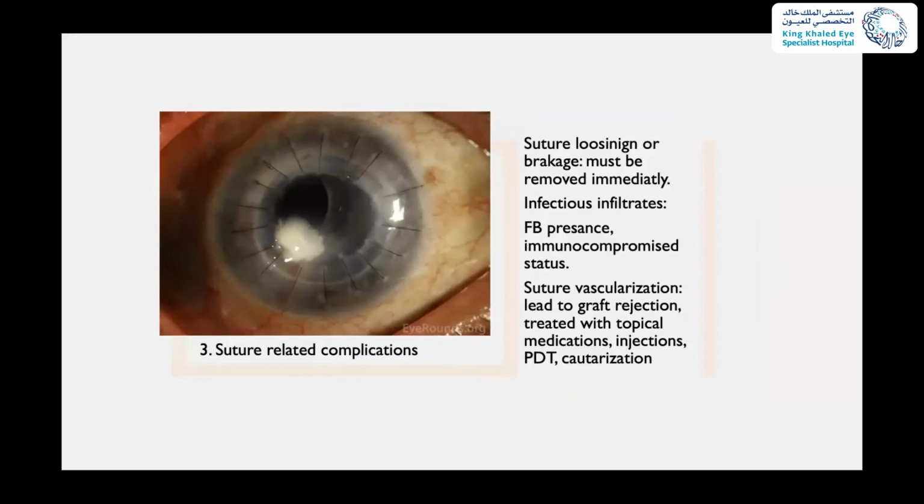The third common complication is the suture-related complications. As we know, sutures tend to be retained post-PKP for quite a long time, sometimes a year or even more. Suture loosening or breakage can happen anytime post-PKP, and any loose or broken suture must be removed immediately, because it's only going to invite infection and vascularization.